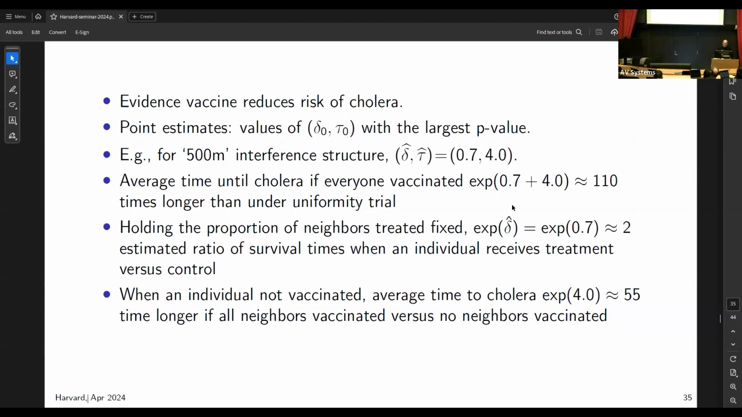The model I showed you, I think, is nice because it's easier to interpret the results. We're running short on time, but suffice to say, it's very straightforward, I think, to interpret the point estimates that come out of this analysis.